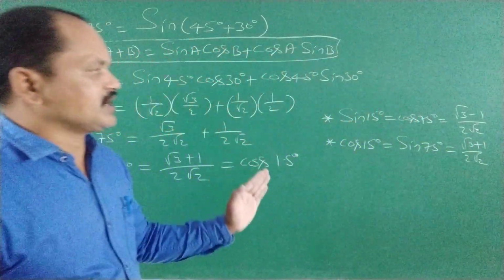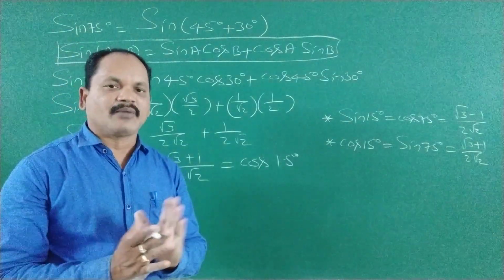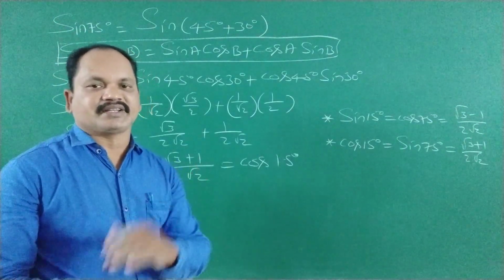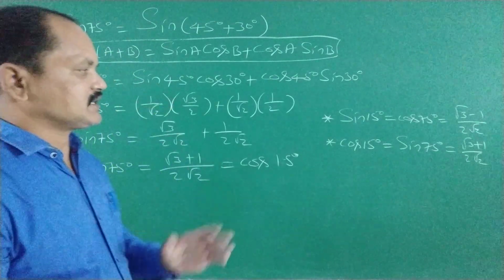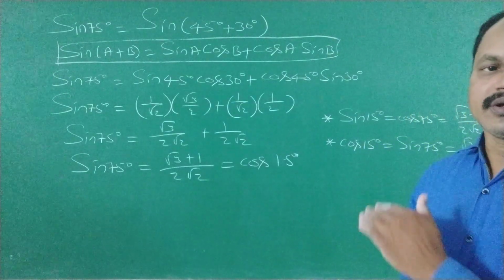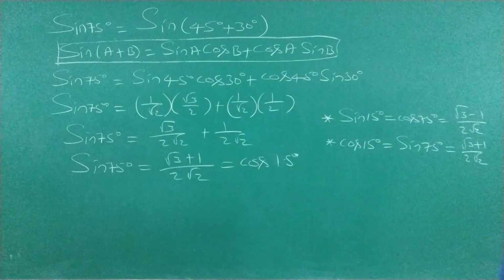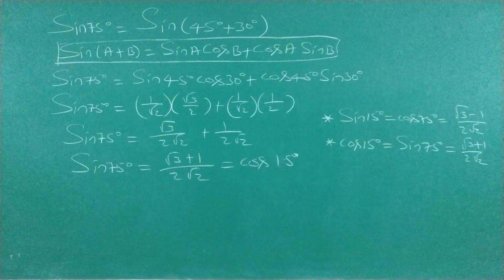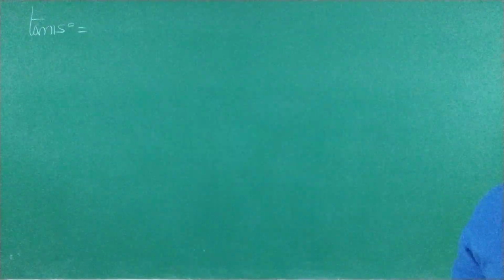Since 15 degrees and 75 degrees are complementary angles, since the sum of the angles is 90 degrees, this is the result: sin 15 is equal to cos 75, cos 15 is equal to sin 75. That's all. Now we are going to find the tan. Now we have to find tan 15 degrees.